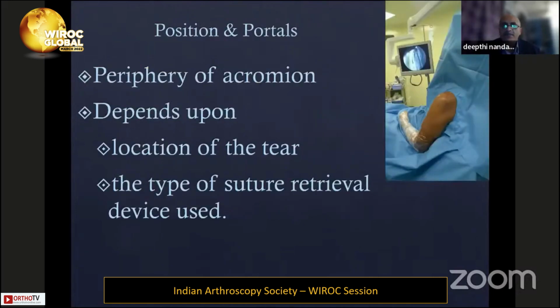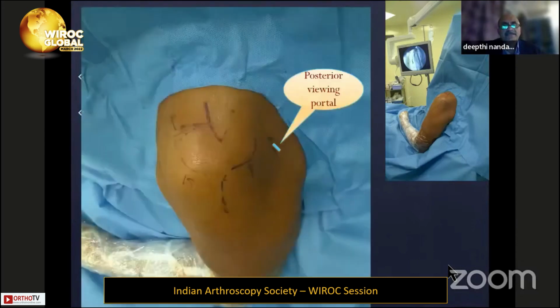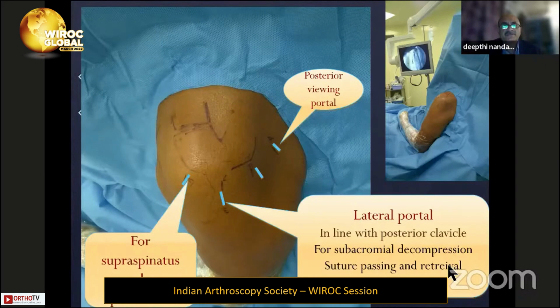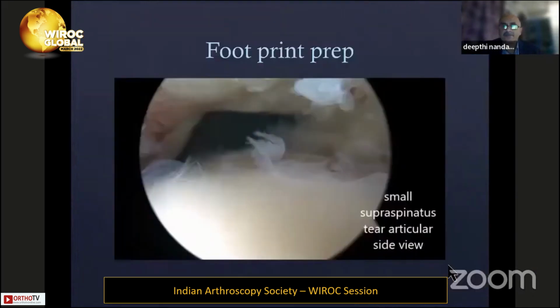So what are the portals? It's usually the periphery of the acromion. That is where the rotator cuff is, and that is where you require the rotator cuff to be repaired down to. The type of suture device is also important. I'll talk about it later. So those are the usual portals for rotator cuff repair I use. It's more like a smiley around the acromion. Depending on the site of the cuff tear, we put our portals.